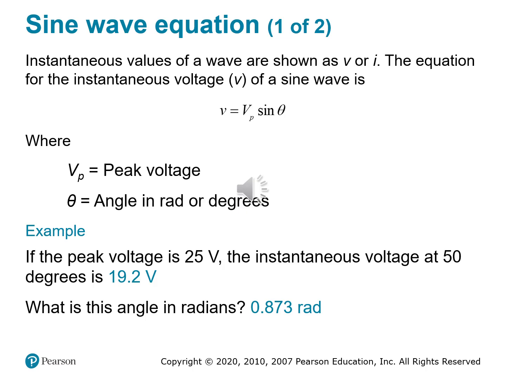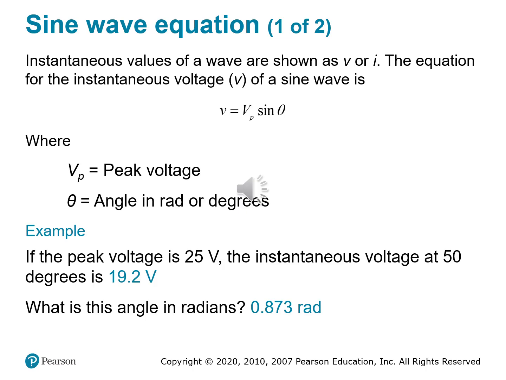If V sub P is equal to 25 volts, and we want to know the voltage at 50 degrees, we calculate V is equal to 25 times sine 50 degrees. Plug and chug, put that into your calculator. That ends up being 19.2 volts at that moment. And if you need to convert 50 degrees to radians, just apply theta is equal to pi over 180 times that degree that you're trying to convert. So theta is equal to pi over 180 times 50 degrees. And you plug that in, you're going to get 0.873 radians.